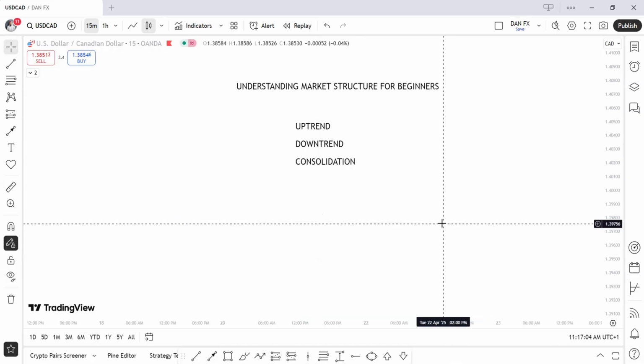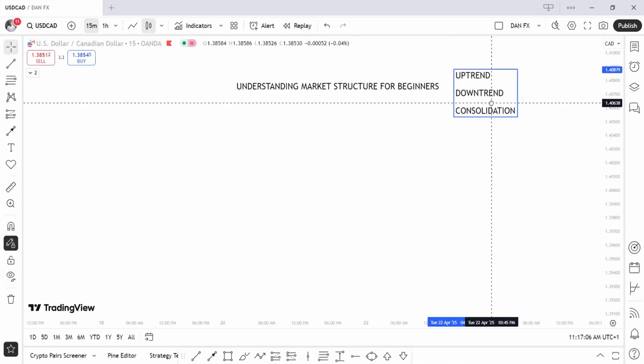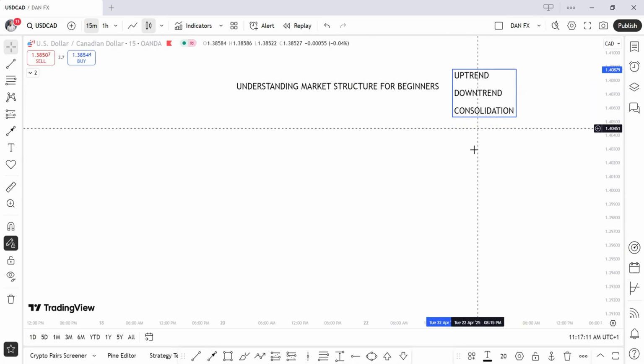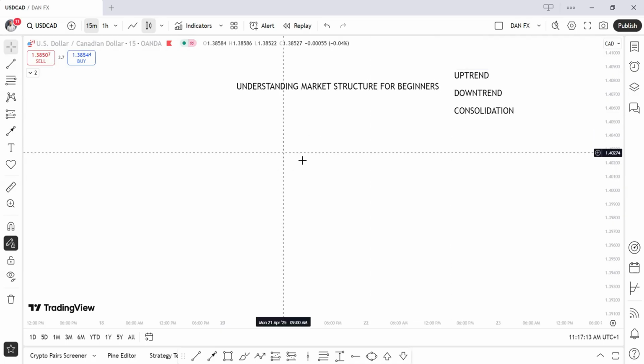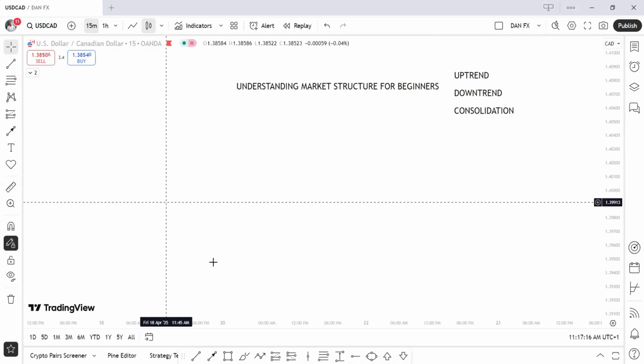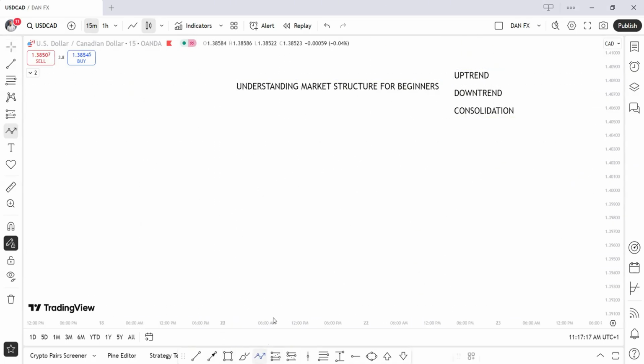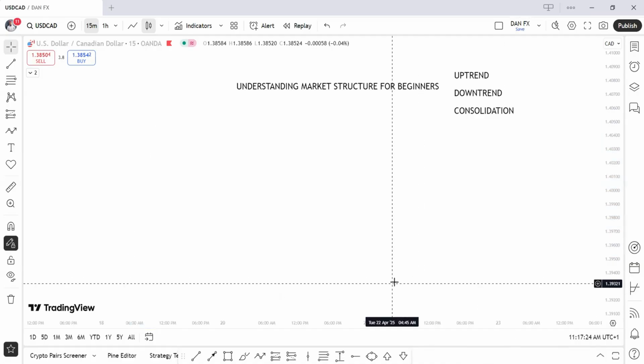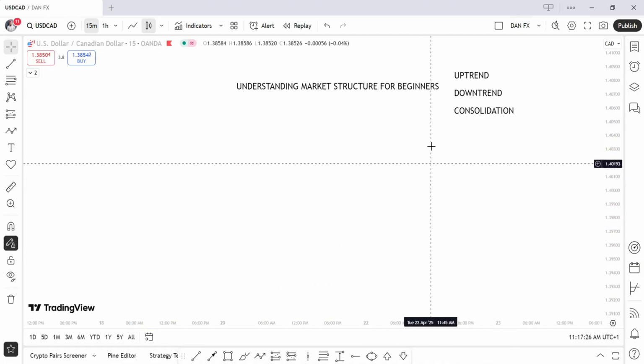So what exactly does this look like? What does an uptrend look like? What does a downtrend look like? What does consolidation look like? I'm going to be explaining that now. An uptrend is when the market is moving up. But the thing about that is the market doesn't just go up straight like that. The market moves in steps.